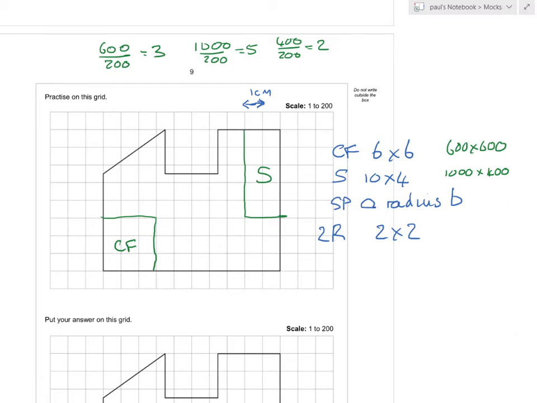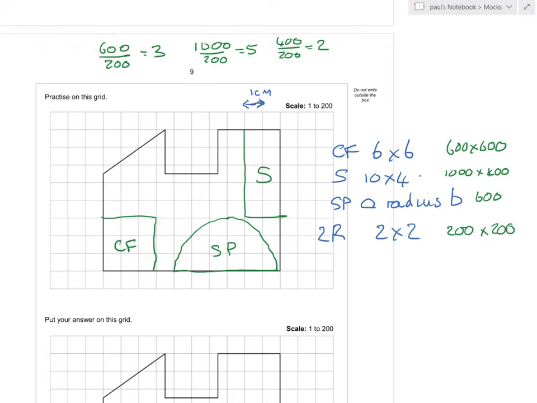The sandpit is a semicircle with radius of 6. So that will be 600, and I know already that 600 divided by 200 is 3. So I've got a semicircle with radius of 3. So I'm going to put maybe down there 3. And so it's going to be 3 high, because the diameter then will be 6. So my semicircle is going to be like this. So this is the sandpit.